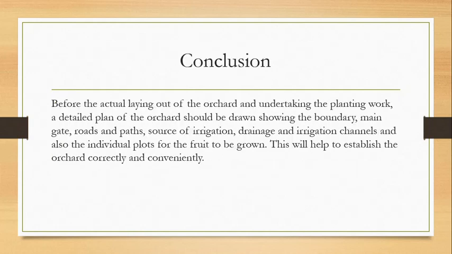So, from all this, we can conclude that before the actual laying out of the orchard and undertaking the planting work, a detailed plan of the orchard should be drawn, showing the boundary, main gate, roads, paths, source of irrigation, drainage and irrigation channels, and also the individual plots for the fruits to be grown. This will help to establish the orchard correctly and conveniently.